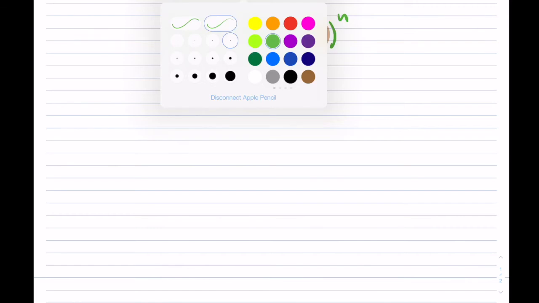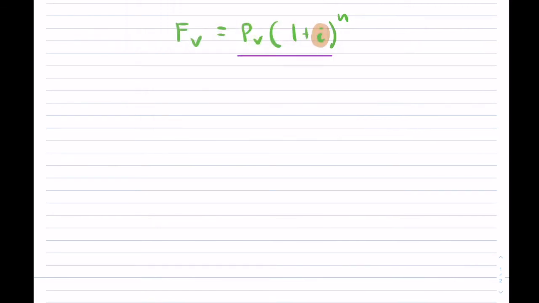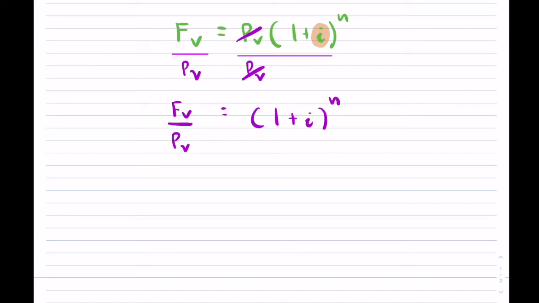So step number one, which is common: because we want to isolate for I, I'm going to divide both sides by PV, and that's going to get rid of that. That's the easiest step that I have. So now I have future value over present value, and now I have only 1 plus I to the power of n. Now, when we were solving for n, which we are not in this case, because n was in the exponent, we needed to use logs or ln to solve. In this case, we are solving for I, and I is not in the exponent, so we don't need logs, but we do need to get rid of this n from the exponent.